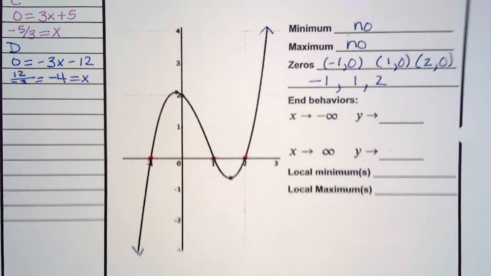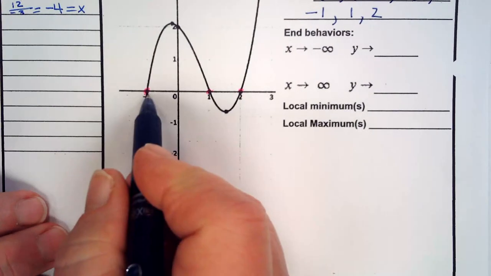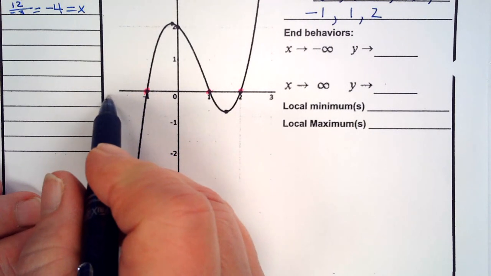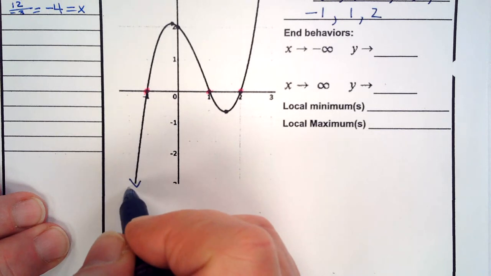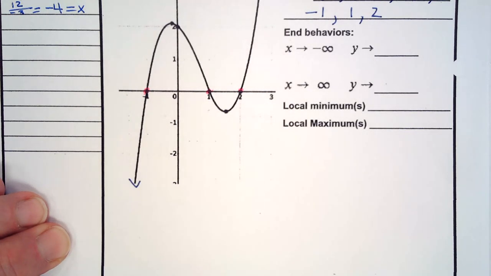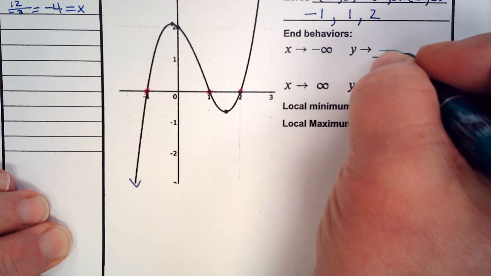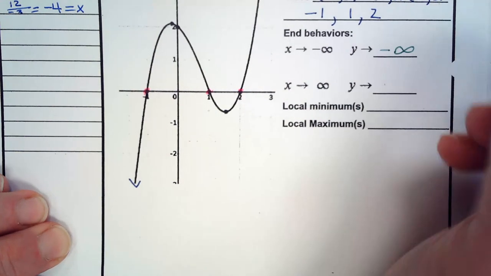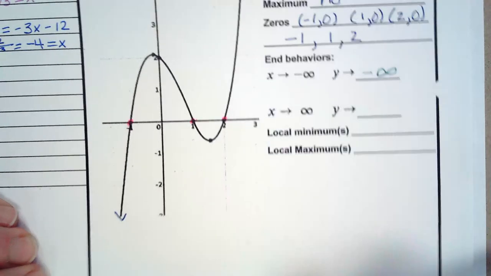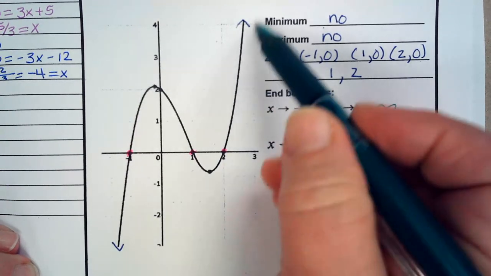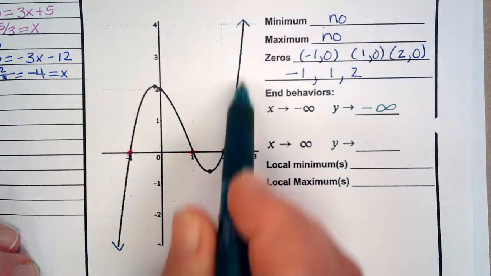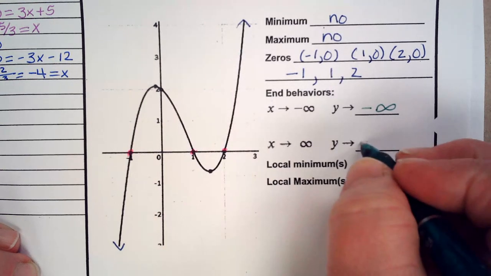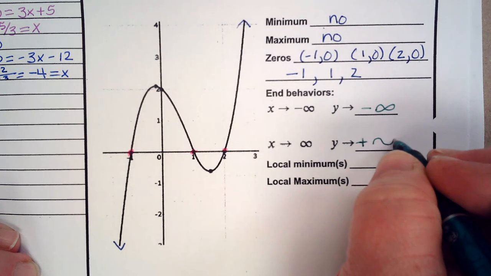Okay, what about our end behavior? As x goes to negative infinity, where does y go? It also goes to negative infinity. On the other end, as x goes to positive infinity, where does my output go? Positive infinity also.